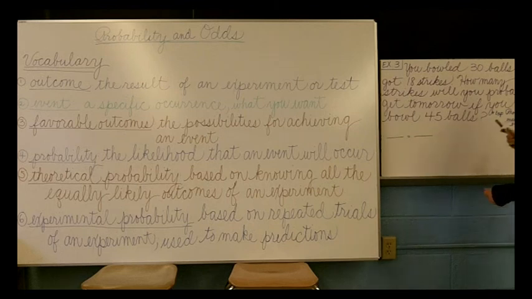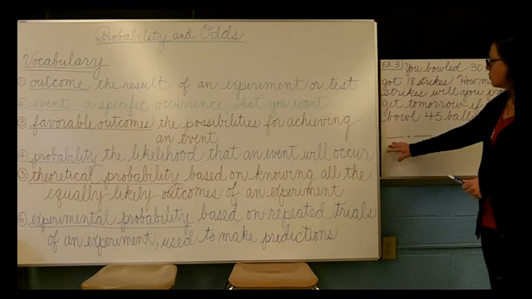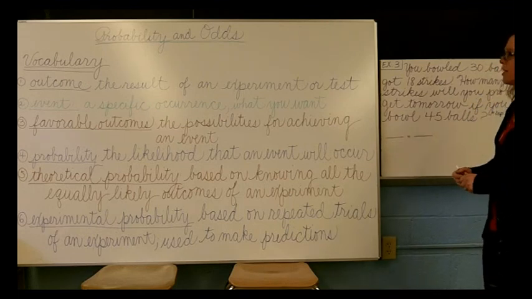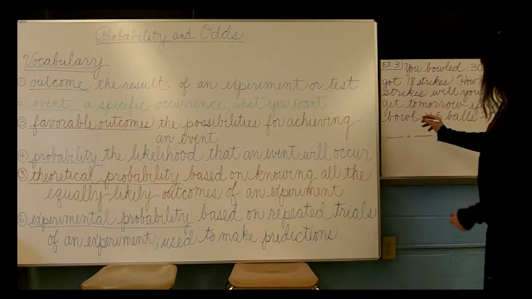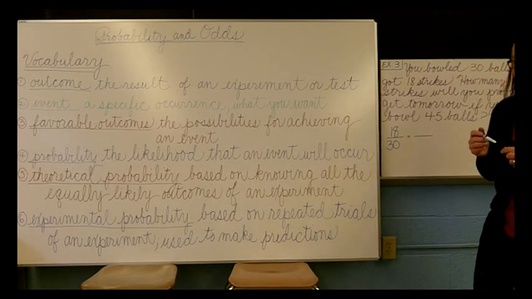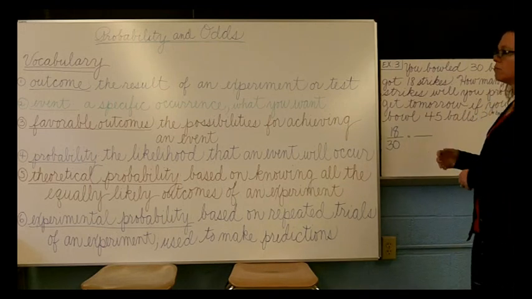Again, experimental probability means we take our number of successes over our total number of trials, and of course, you know in bowling a success is a strike. So when we went bowling today, we got 18 strikes out of 30 balls bowled. But now we're being asked a different question than we were asked in number 2.